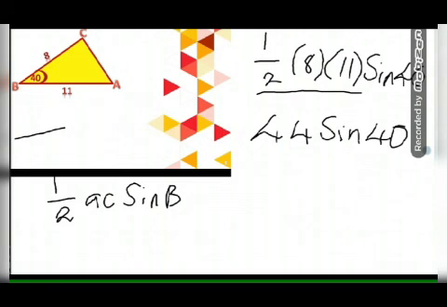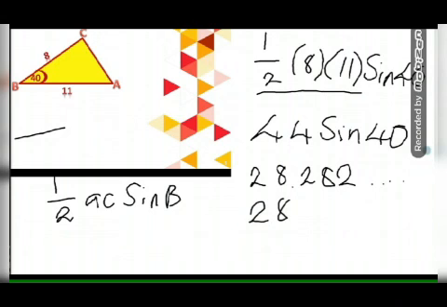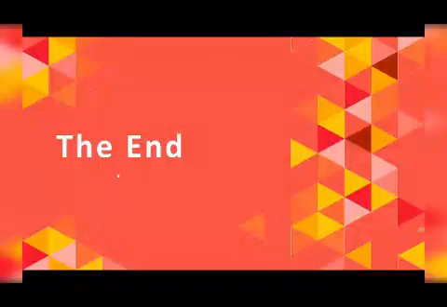And when we simplify this using our calculators, we find that the area of this triangle is 28.282, and the number goes on and on. When we round it off to one decimal place, we get 28.3 square centimeters.